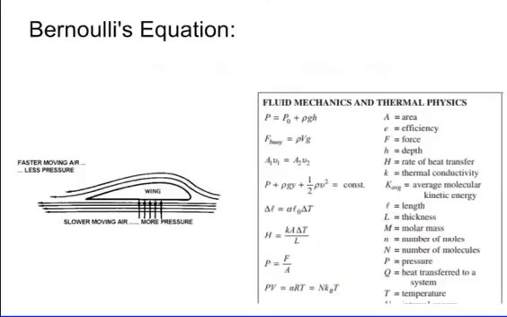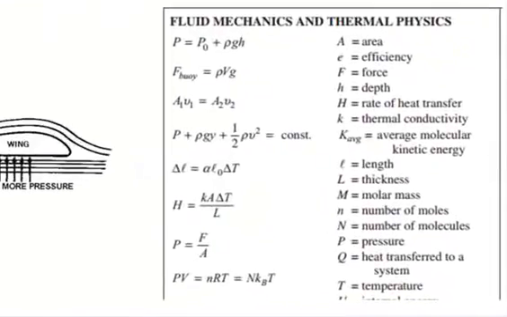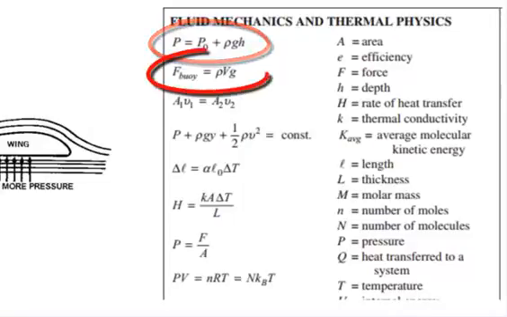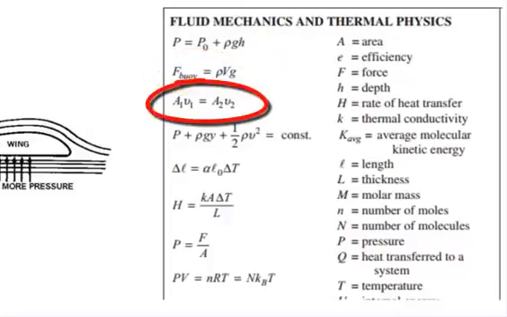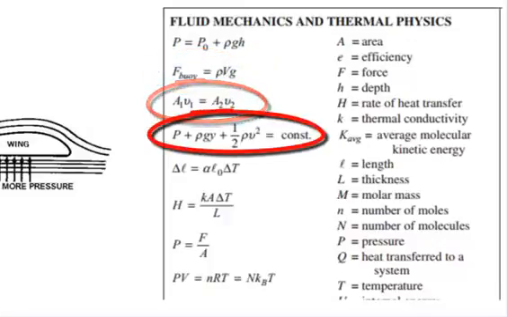And then it finally brings us to Bernoulli's equation. You can see here are all of our equations. The top equation is our equation for Pascal's principle. Then we have Archimedes' principle with the buoyancy. And then you can see we have the continuity equation. And then the last equation is Bernoulli's equation.